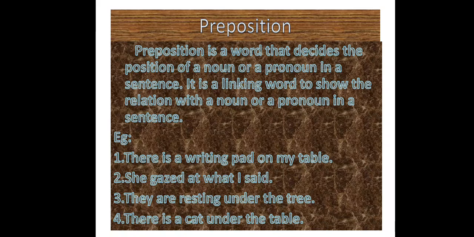She gazed at what I said. What has she done? She has gazed. At what? At what I said. So at is a preposition here. They are resting under the tree. Where are they resting? They are resting under the tree. The word under is a preposition. There is a cat under the table. It is showing the cat's position. So under is a preposition. A preposition is a decider of the position of a noun or a pronoun in a sentence, in other words.